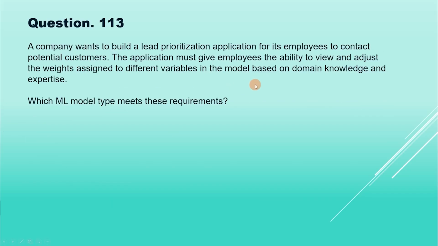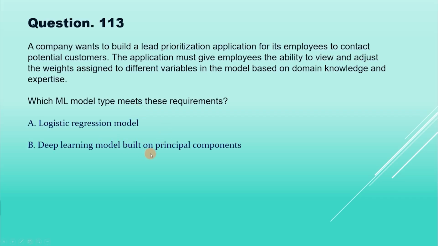Now question number 113. A company wants to build a lead prioritization application for its employees to contact potential customers. The application must give employees the ability to view and adjust the weights assigned to different variables in the model based on domain knowledge and expertise. Which ML model type meets these requirements? Here are the options. Option A, logistic regression model. Option B, deep learning model built on principal components. Option C, K nearest neighbor model. Option D, neural network.